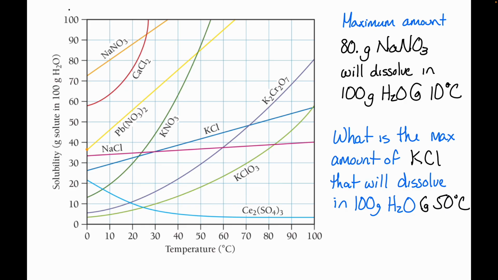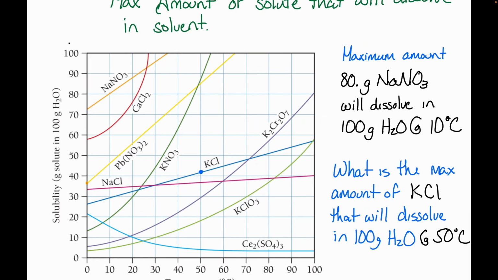It's like 42. First of all, we have to find our particular salt on this chart. That corresponds to this one right here, which is this blue line. I have to find my specific temperature and follow that up to where it intersects with that line. Following that over, yes, so 42 grams.